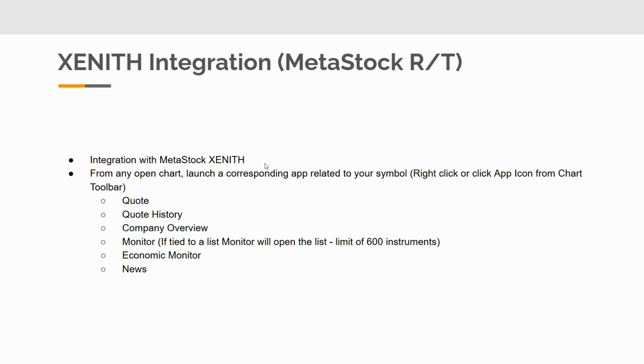Okay, so this is the integration with MetaStock XENITH. Again, for MetaStock RT only. If you have DC and you wanted this, you would need to upgrade to get this feature. From any chart, you can launch a corresponding app related to your symbol. Right click or choose the toolbar. Quote history, company overview, monitor, economic monitor, and news are the apps that you can load right out of MetaStock for this.